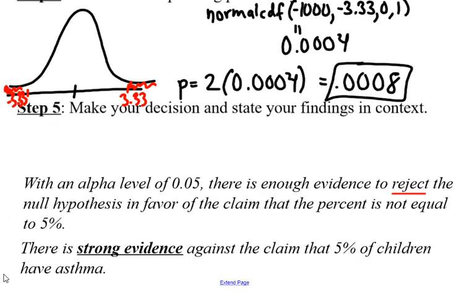Make our decision. Well, that's a very small p-value. So with a significance level of 0.05, there is definitely enough evidence to reject the null hypothesis in favor of the claim that the percent is not equal to 5%. It actually appears it's higher than that.